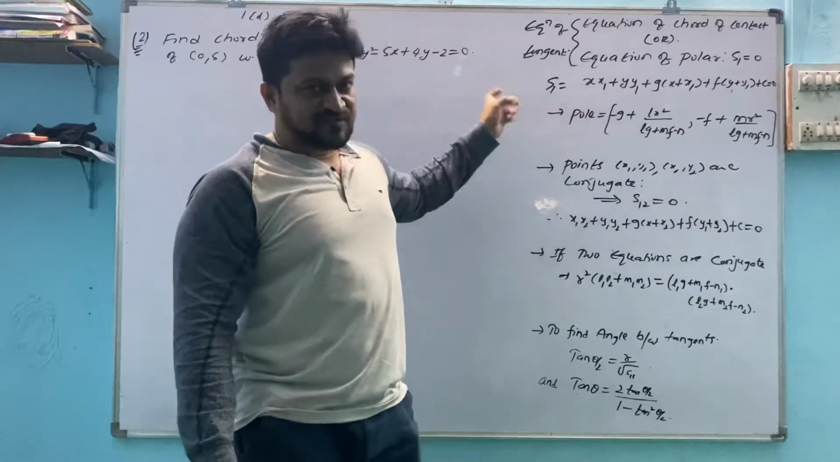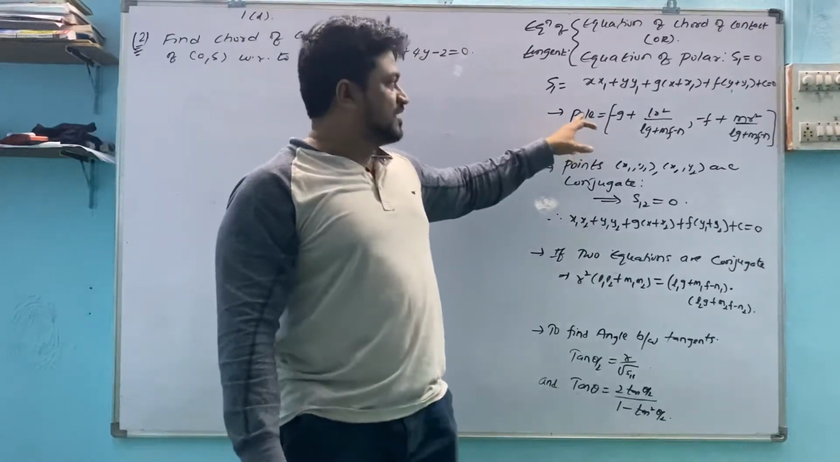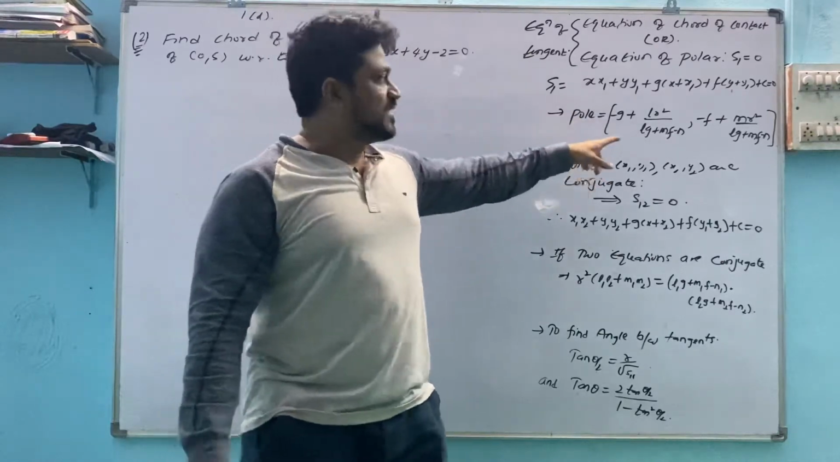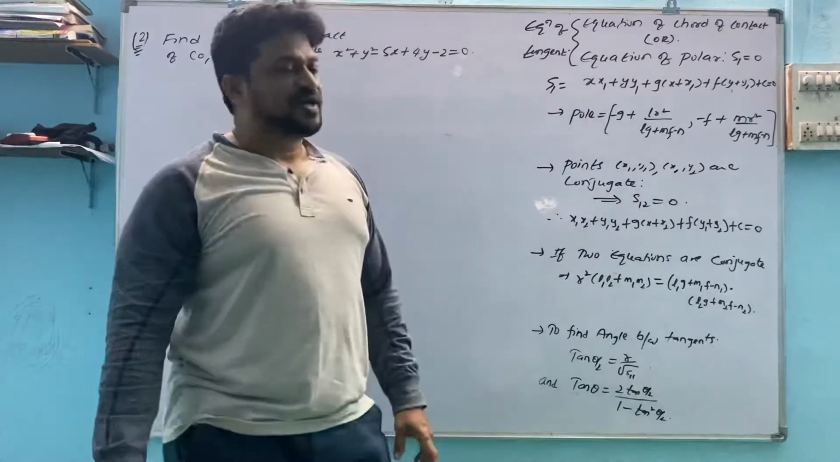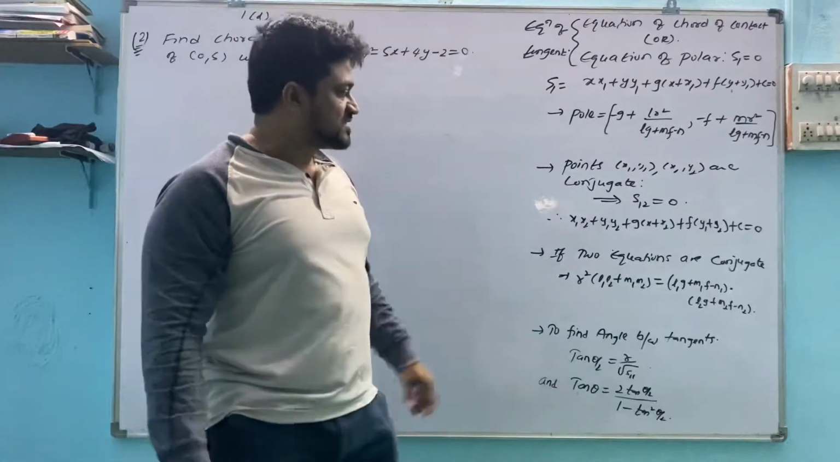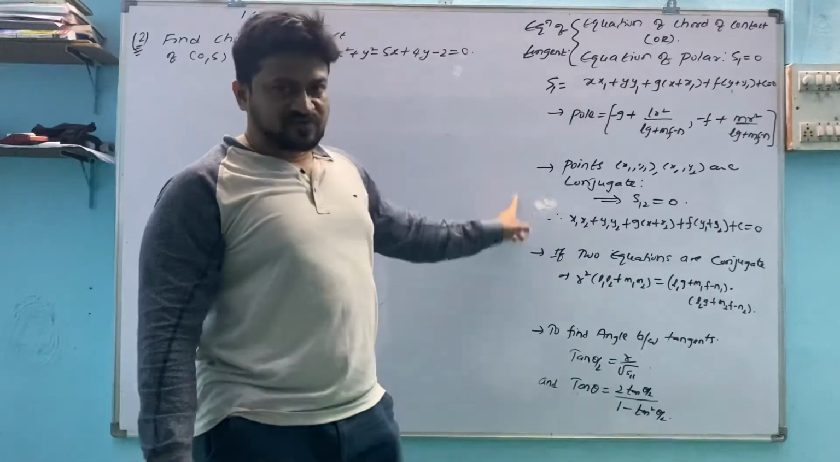Then you need to remember pole. Pole is the point from where we will draw a tangent to the circle. So that pole equals to minus g plus lr square by lg plus mf minus n, comma minus f plus mr square by lg plus mf minus n. There is a chance you may get 2 marks question out of these.